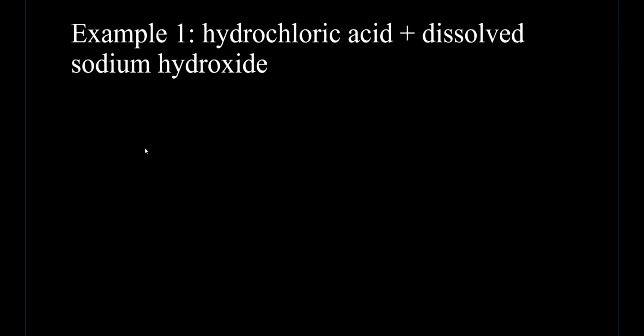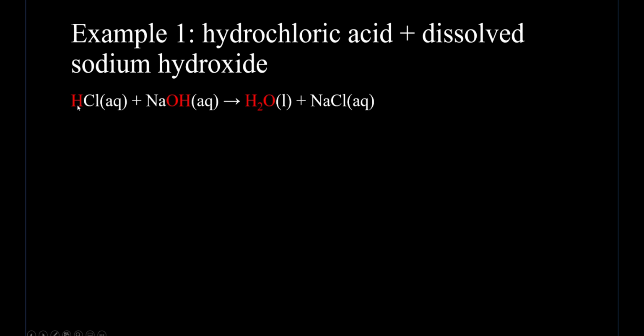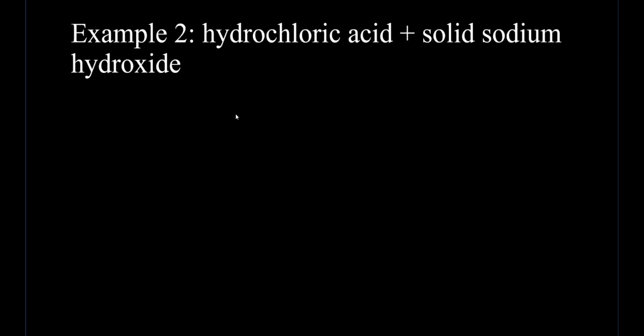Hydrochloric acid and sodium hydroxide, and the sodium hydroxide is in the dissolved state. So first of all, I've highlighted in red what's going to happen. The hydrogen ion from the hydrochloric acid solution meets the hydroxide ion to make a water molecule, and we end up therefore having the acid with the base turning into water plus a salt. Let's look at another one.